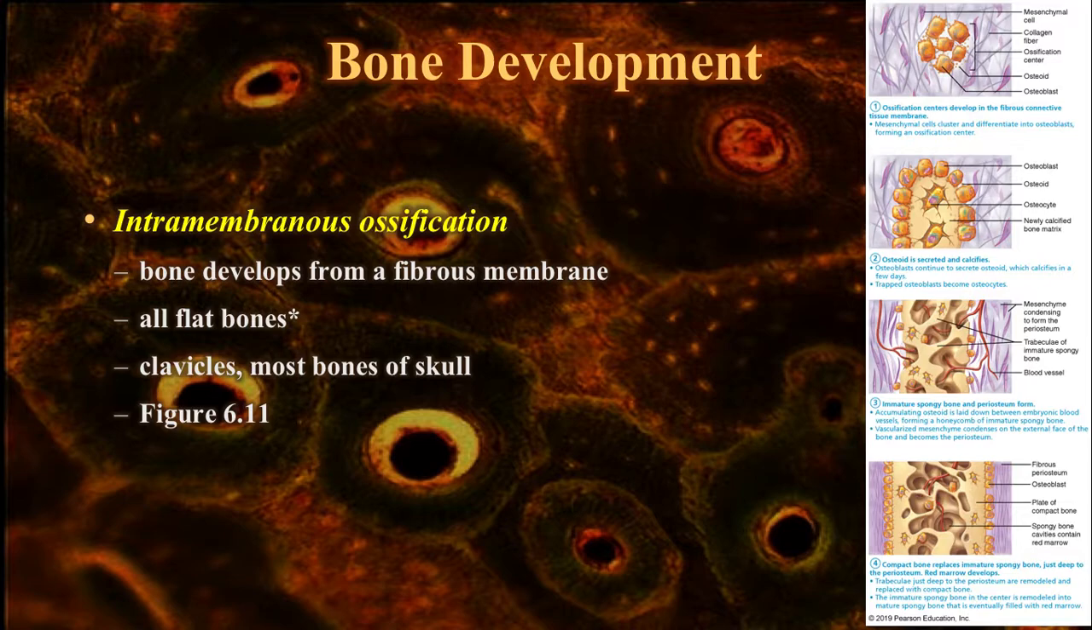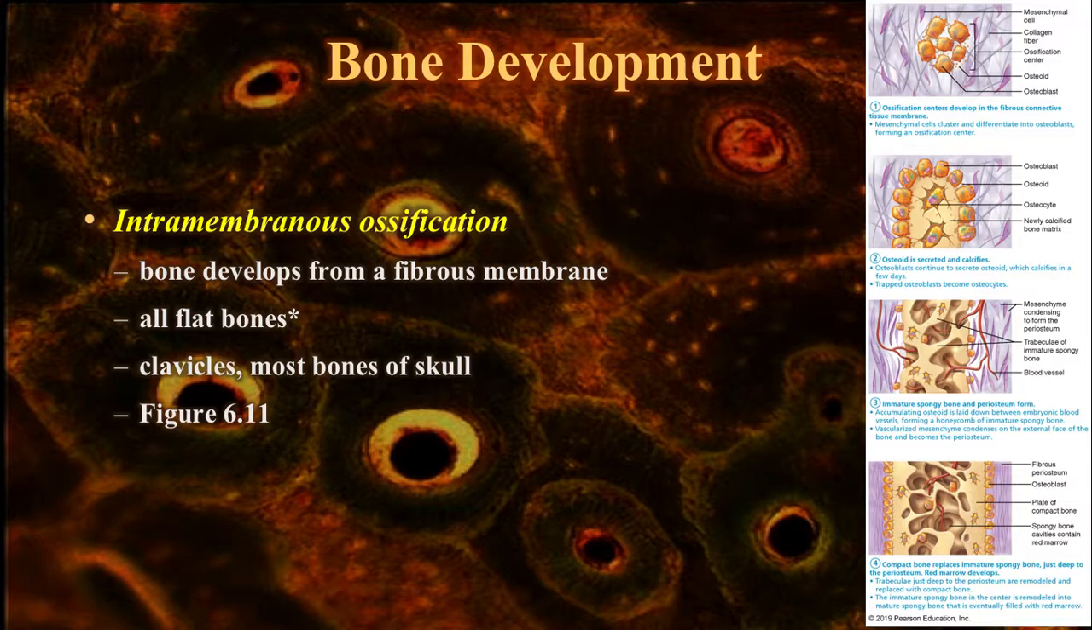So we've got our fibrous connective tissue membrane here, and then we have a few cells that become osteoblasts in the middle, and then they start laying down the matrix around them. And then that area gets bigger and bigger and bigger and fills up that fibrous connective tissue area. Okay? We always start with spongy bone first, and then that spongy bone can be remodeled, and you get the compact bone around it on the outside.